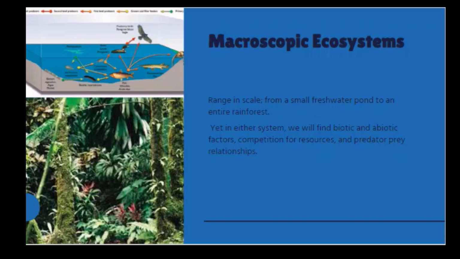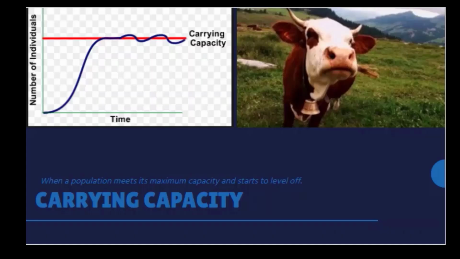Today, what we're going to focus on is how the competition and the interrelatedness of all the organisms in an ecosystem lead to a term called carrying capacity. The basic definition is right here on the screen. It is when a population meets its maximum capacity and it starts to level off. Any population is going to grow typically like it does right here on this image. You can see it starts with none and then it'll grow exponentially. We can see it just continuing that uptick on the graph until a certain point. At one point, it's going to just level off. And that is what we call the carrying capacity of a population.